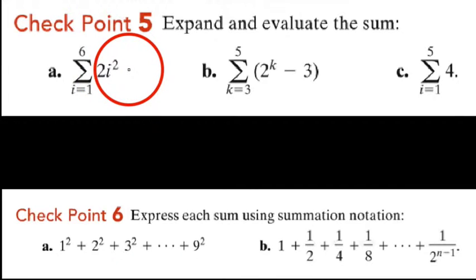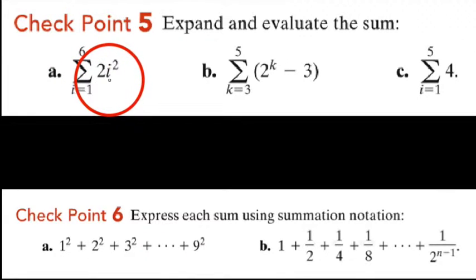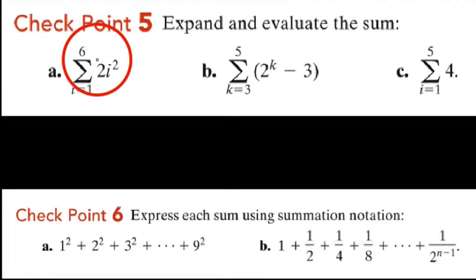That's pretty technical though. The sum from 1 to 6 of 2i squared. We could also say this: the sum of 2i squared starting at the first term and going out to the 6th term, stopping at the 6th term. That's a little bit more plain English, okay? So that's essentially what we're going to do here.